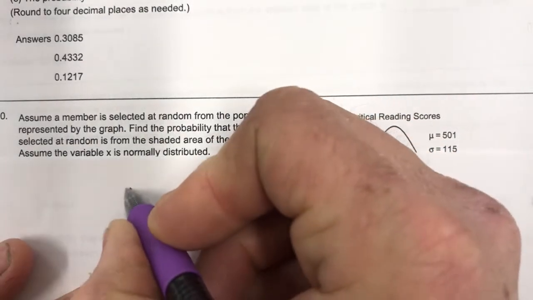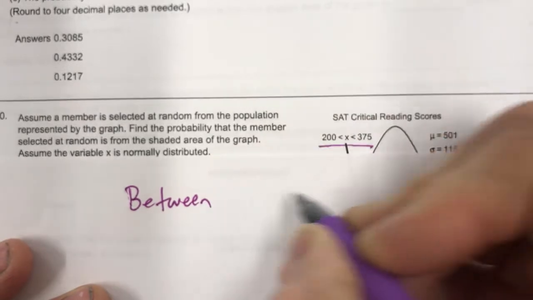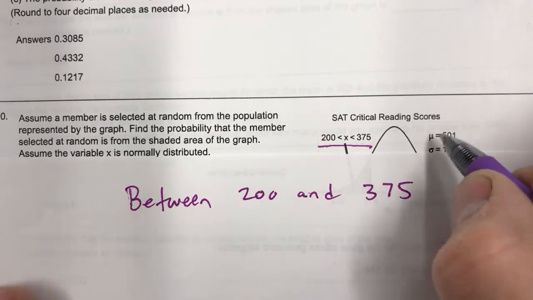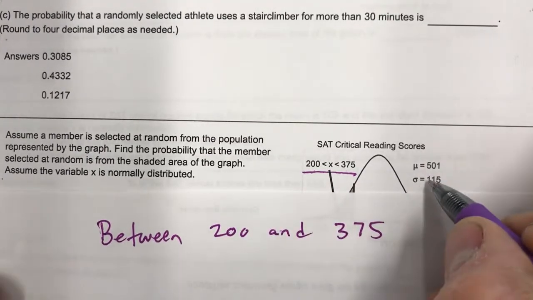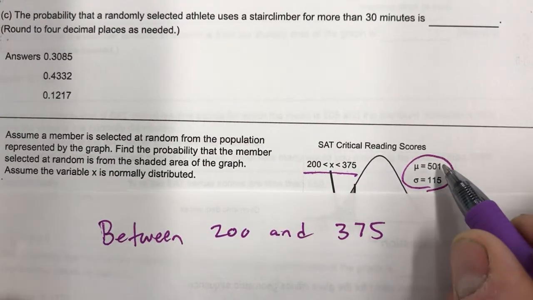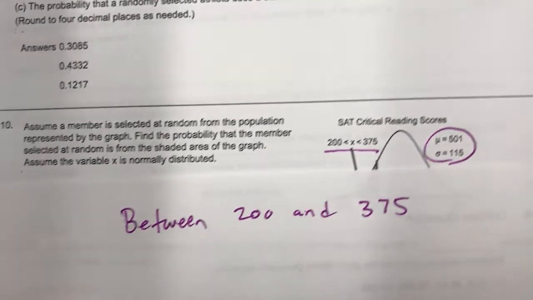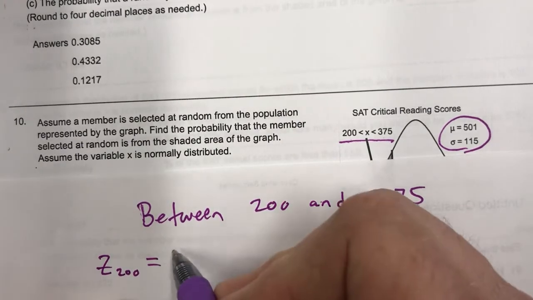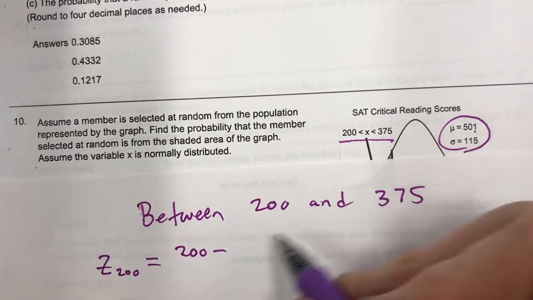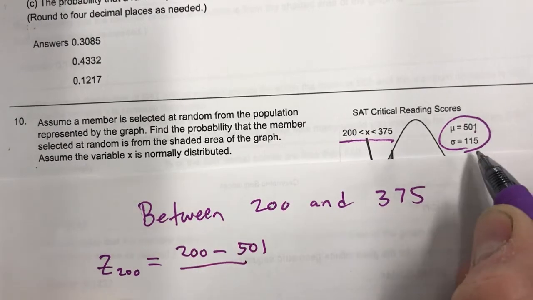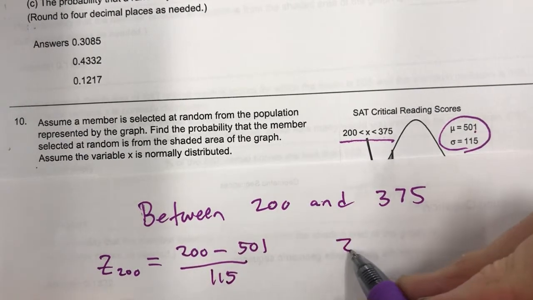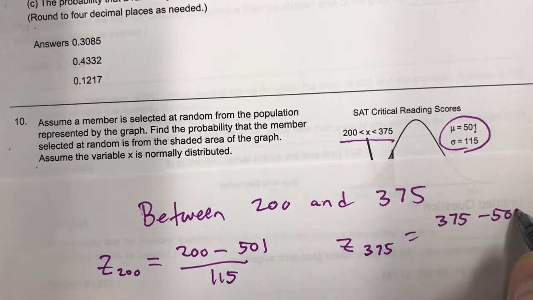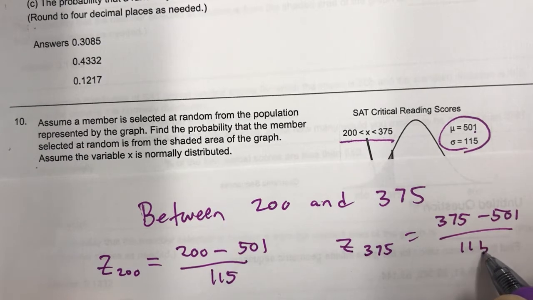So between 200 and 375. Now here's the information I need right there. There's my mean and my standard deviation. So what's the z-score of 200? All right, so it's going to be 200 minus 501 divided by 115. What's the z-score of 375? Well, it's going to be 375 minus 501 divided by 115.